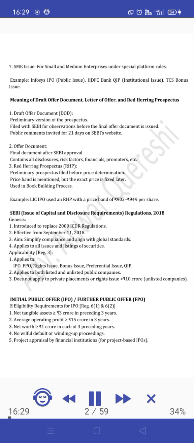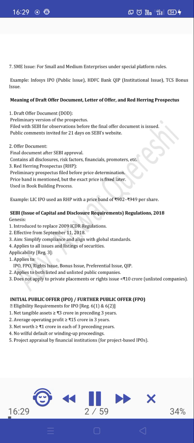to 949 rupees per share. SEBI Issue of Capital and Disclosure Requirements Regulations, 2018. Genesis. 1. Introduced to replace 2009 ICDR Regulations. 2. Effective from September 11, 2018. 3. Aim. Simplify compliance and align with global standards. 4. Applies to all issues and listings of securities.